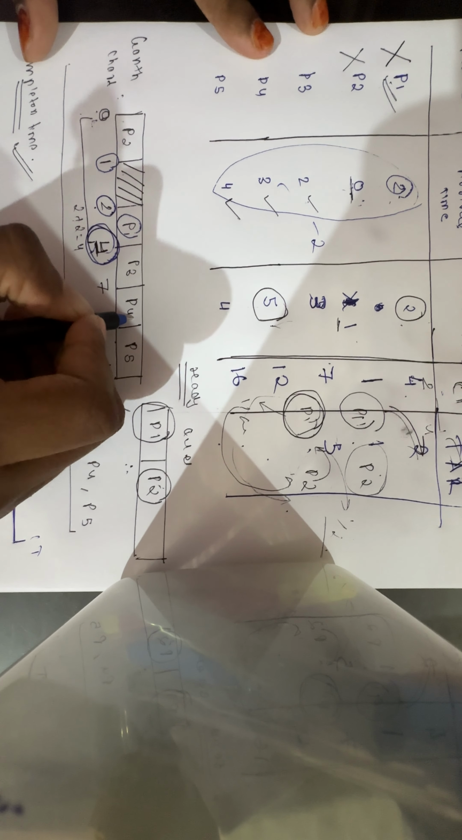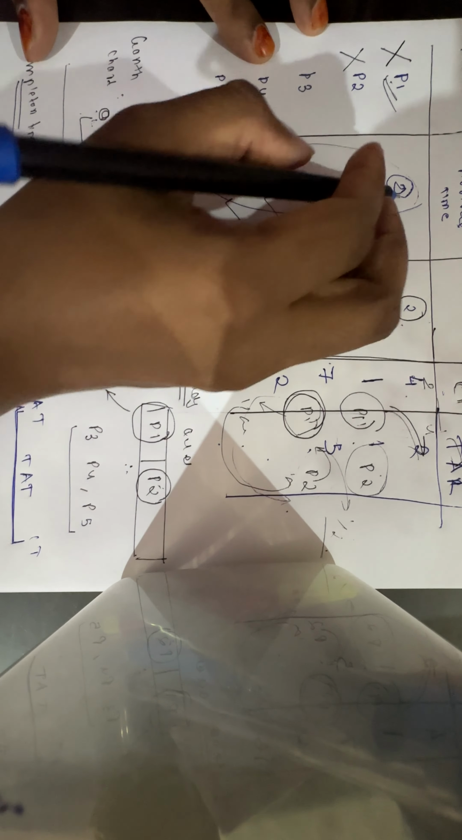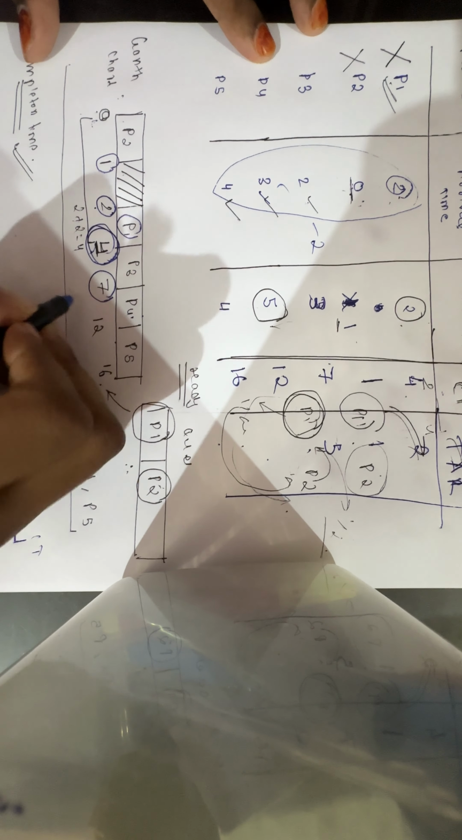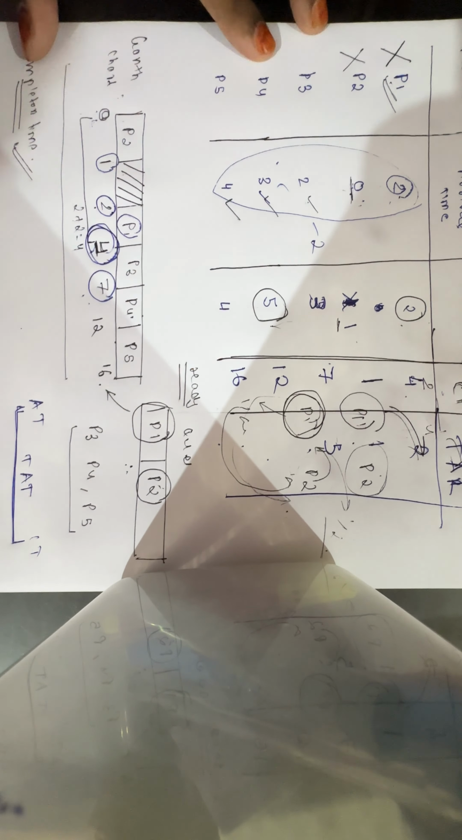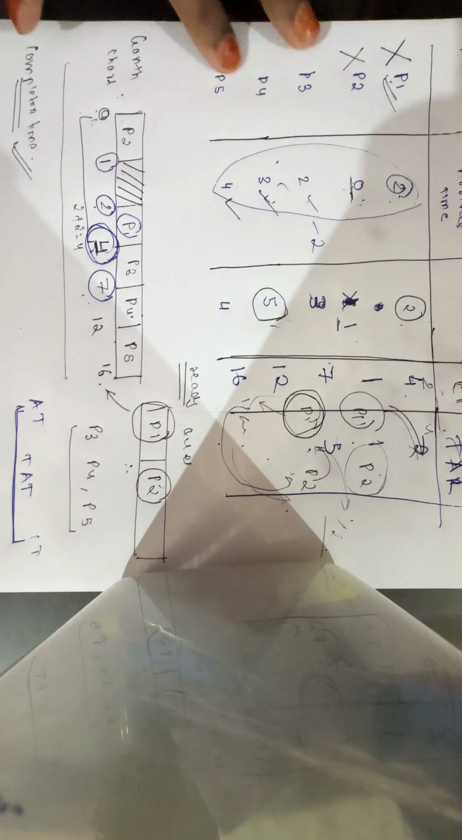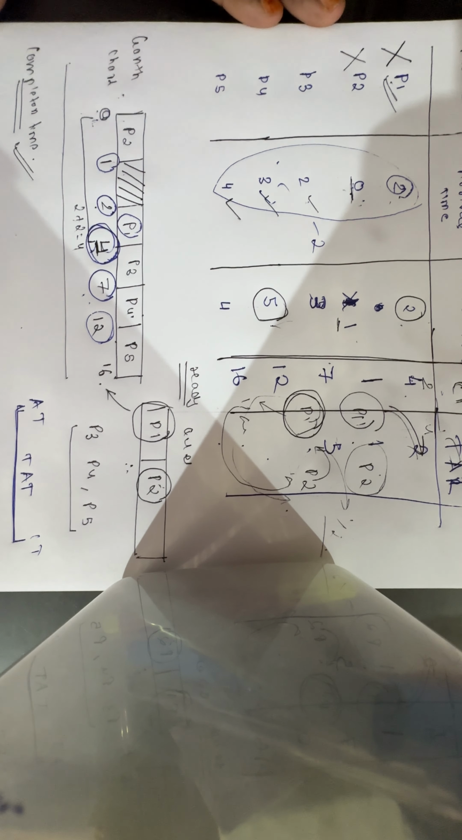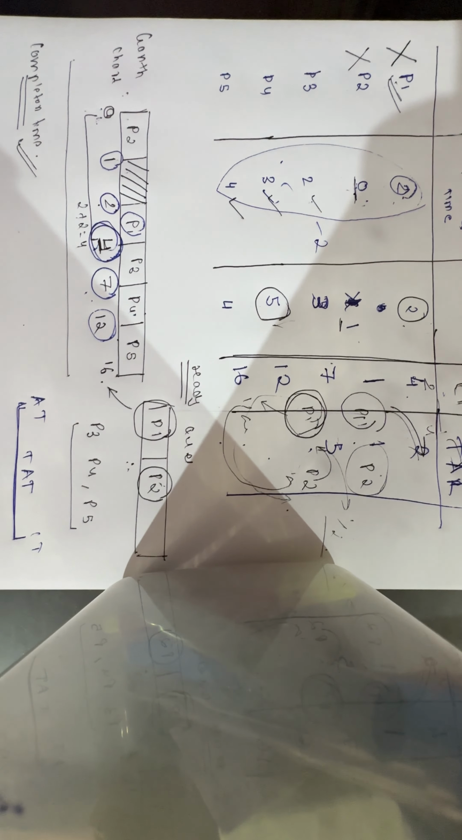Now let's consider P4. P4 is arriving at 3 seconds, but it gets the CPU at 7 seconds. So 7 minus 3, it's 4 seconds. Now P5 is arriving at 12, it is getting the CPU only at 4 seconds. So you are doing 12 minus 4. This is the case of finding the response time.